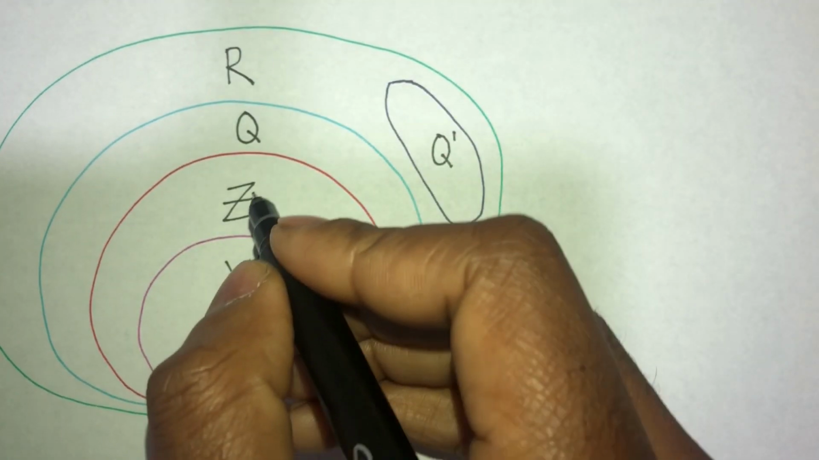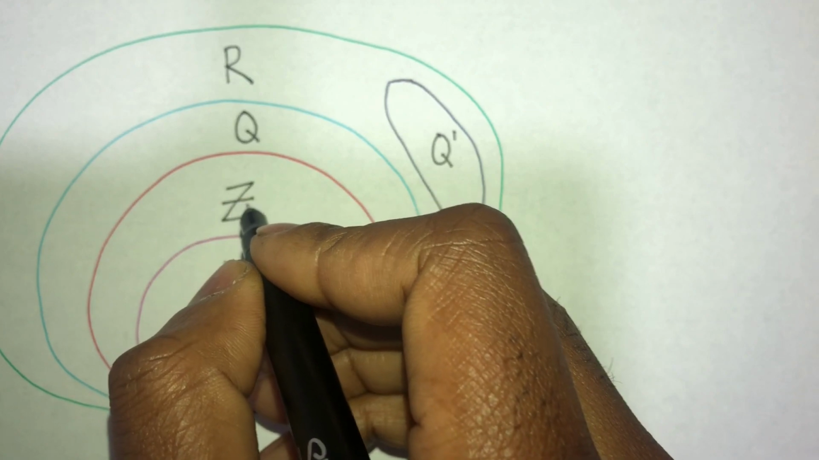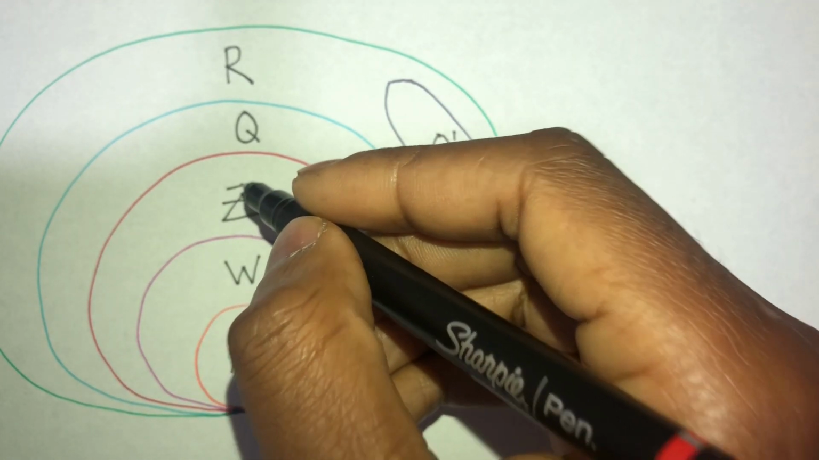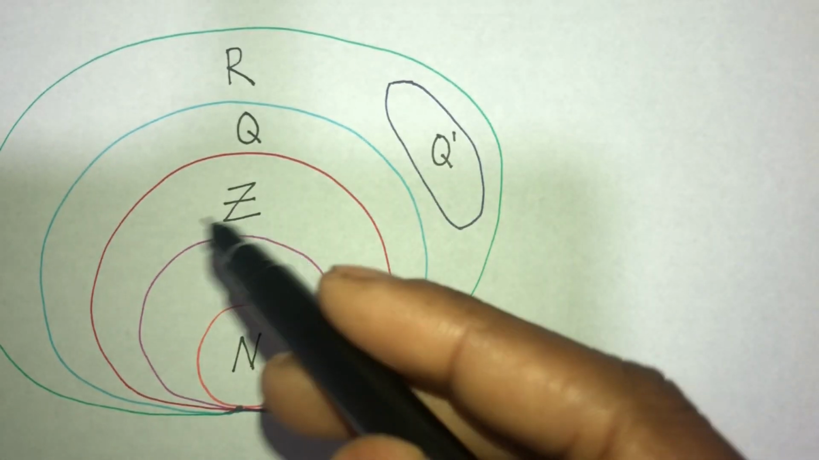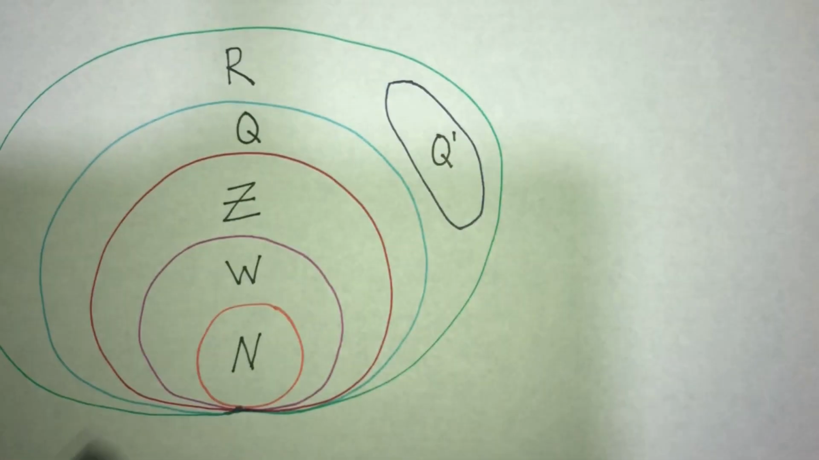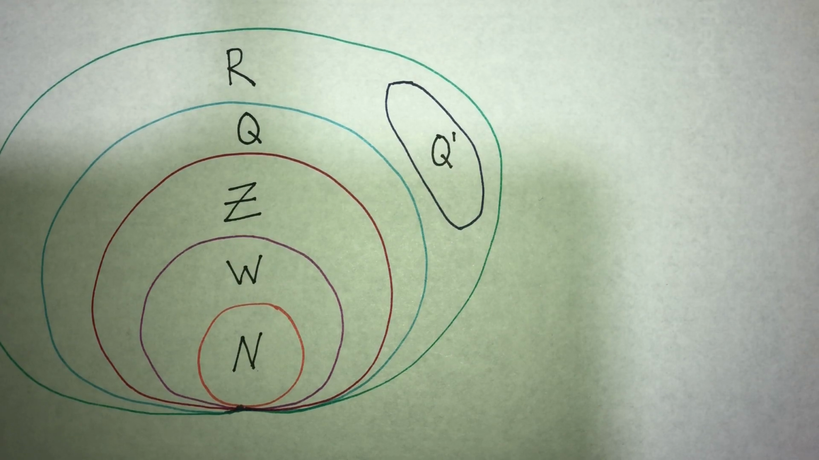So negative 3 is an integer. Yes, it is an integer. It is also a rational number because negative 3 can also be written in the form p over q, where p and q are both integers. So negative 3 can be written as negative 3 over 2, negative 3 over 4, negative 3 over 6, and the list goes on.